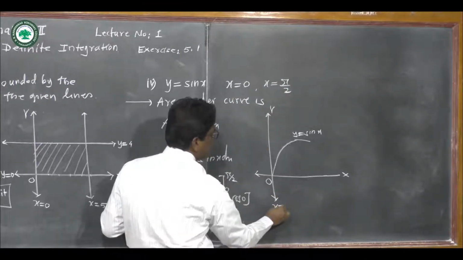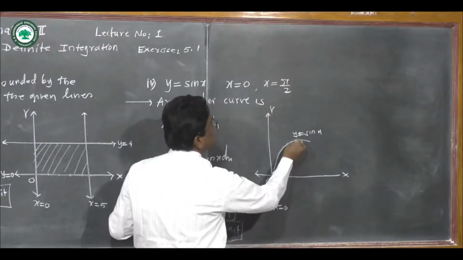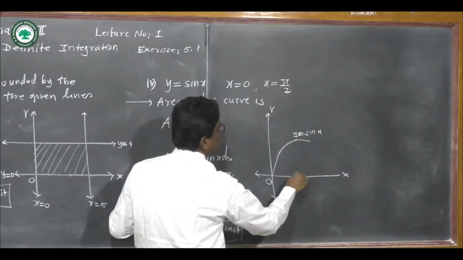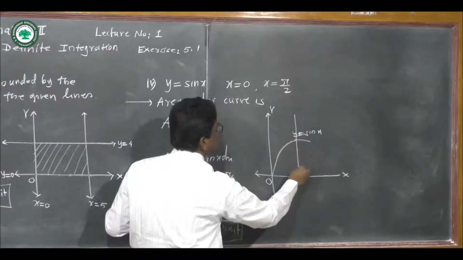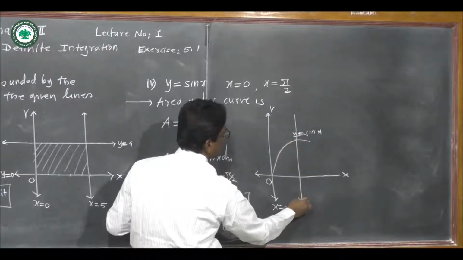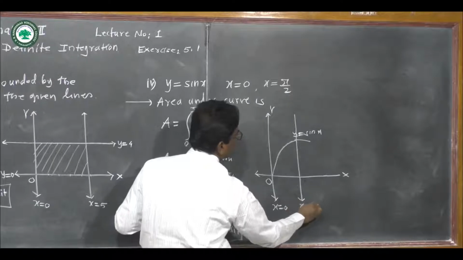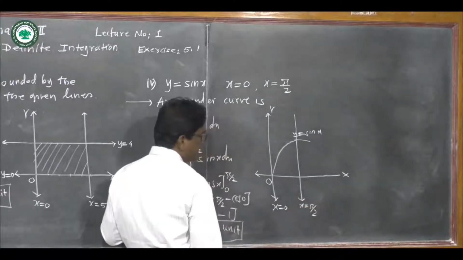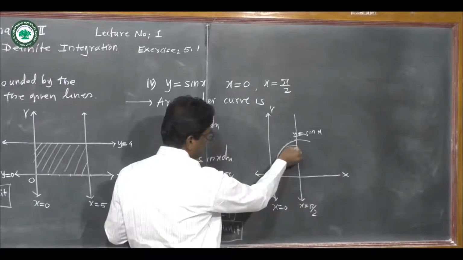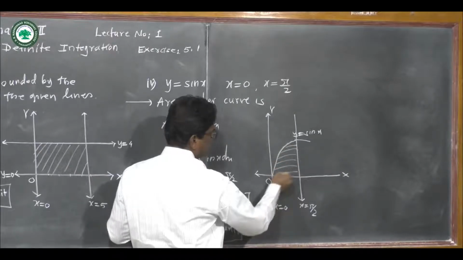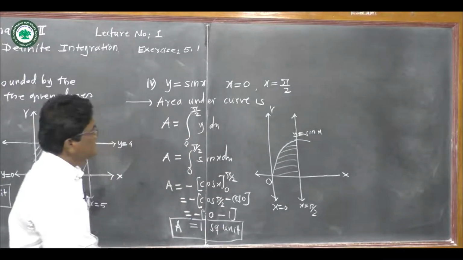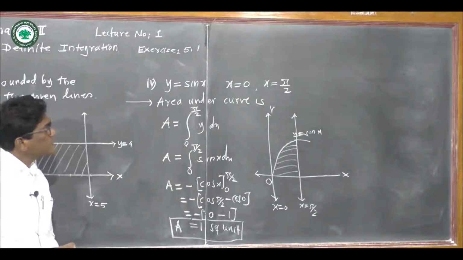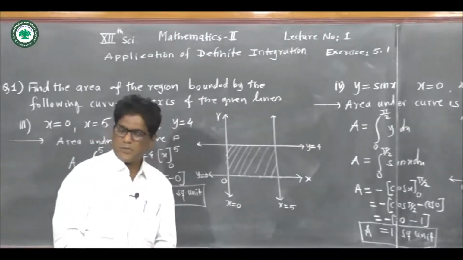On the y-axis x is equal to 0. Now here suppose pi by 2, and draw this line which passes through pi by 2, x is equal to pi by 2. Now we have to find this area, and this area is 1 square unit. So in this way we have completed the fourth problem.